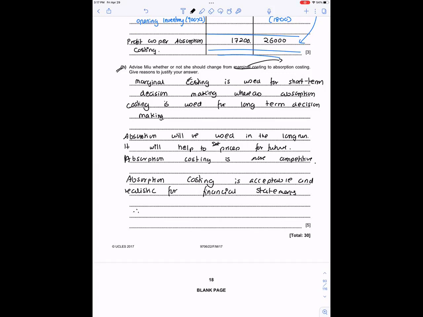Therefore, it is advisable to change from marginal costing to absorption costing.